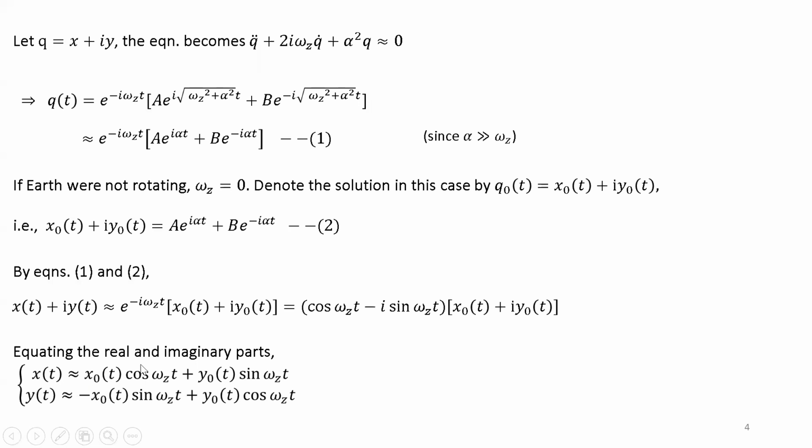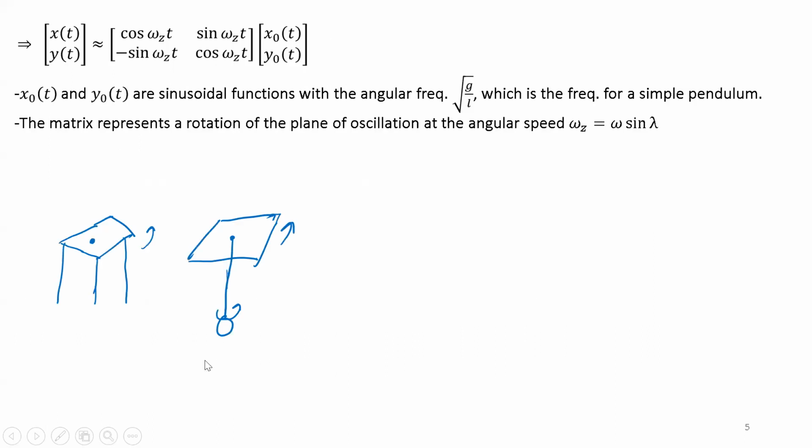So now I have these results here, and you see that there are some sine cosine terms which contain the omega z, the Earth rotation frequency. Okay. So to make it more transparent, let's write this solution in the matrix form. Like this, in the matrix form.